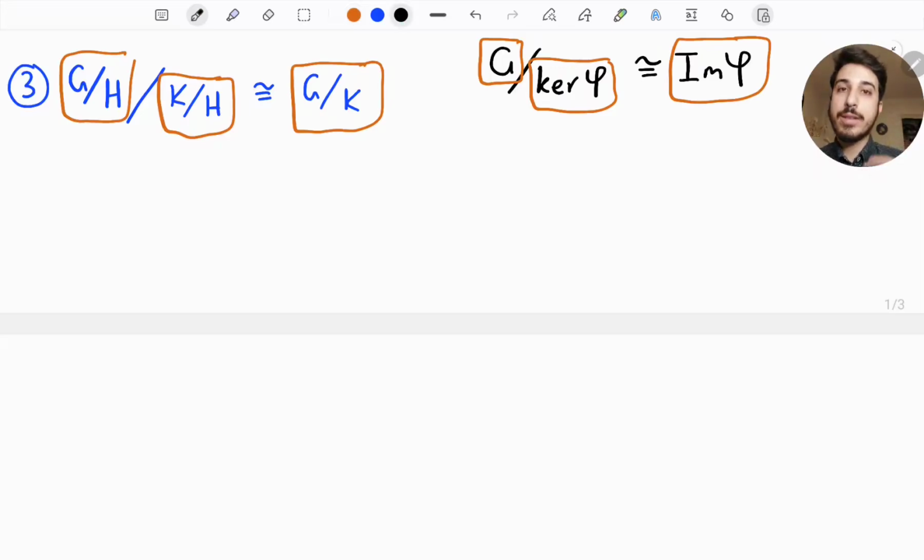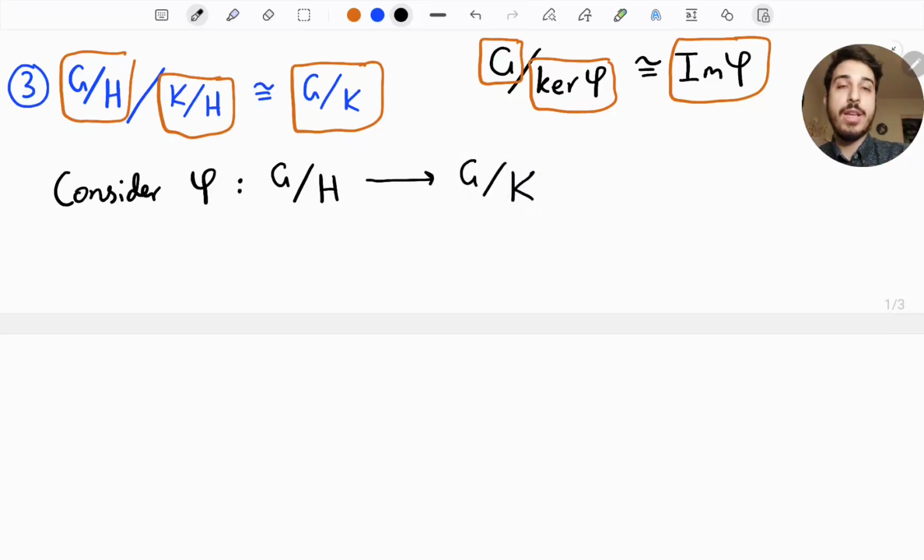And we will construct our homomorphism phi on that basis. So we consider phi to take an element from the group G/H and send it to the group G/K. We want to see that phi is defined in a natural way. So phi will send an element from G/H, which looks like a coset gH, to an element in G/K, which is a coset gK. So this is the definition of phi.